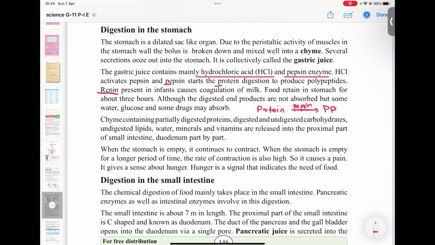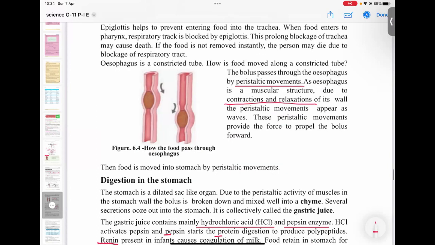Now again you have chyme. It has partially digested proteins, like it has starch, it has maltose, it has proteins, it has polypeptides. So it has partially digested protein, digested and undigested carbohydrates, and undigested lipids. We have not touched lipids yet. Then we have water, minerals, and vitamins. They will be released into the proximal part. Again, what is the proximal part? I'll show a picture.